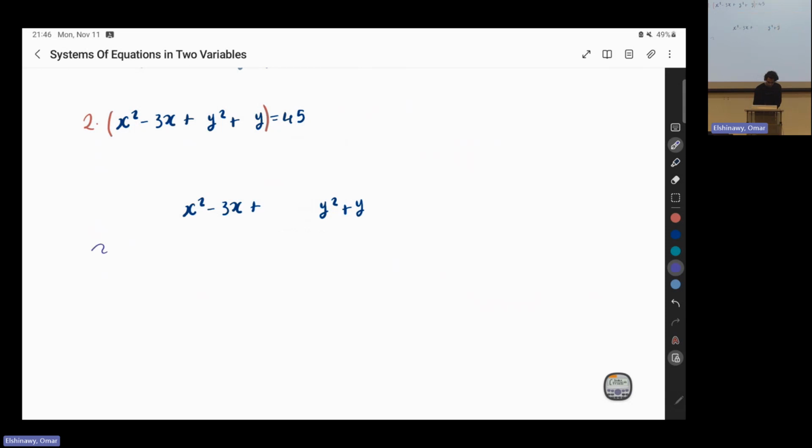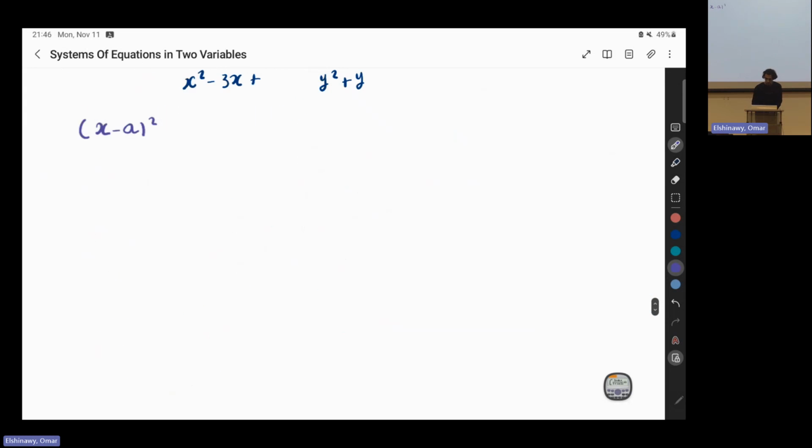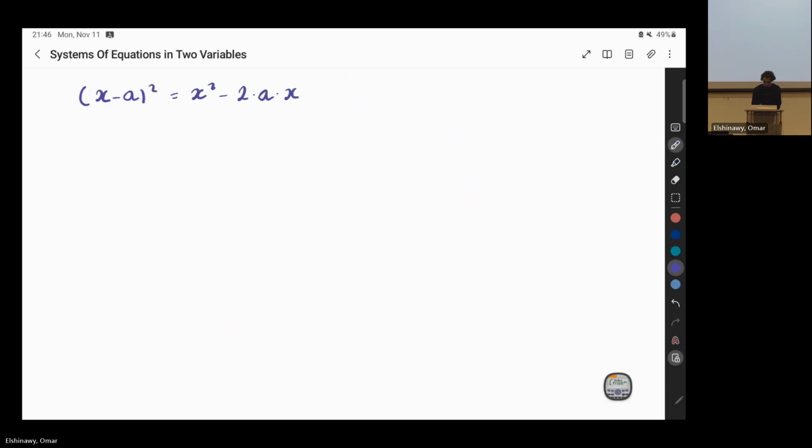Completing the square is a very simple idea. Say you have x plus a all squared. Well, in our very specific case, we have x minus a all squared. So we might as well just expand this. This would give us x squared minus 2 times a times x plus a squared, correct? If I do the same thing for y minus b squared, I would get y squared minus 2 times b times y plus b squared. This is just the quadratic expansion. I hope everybody's familiar with this.